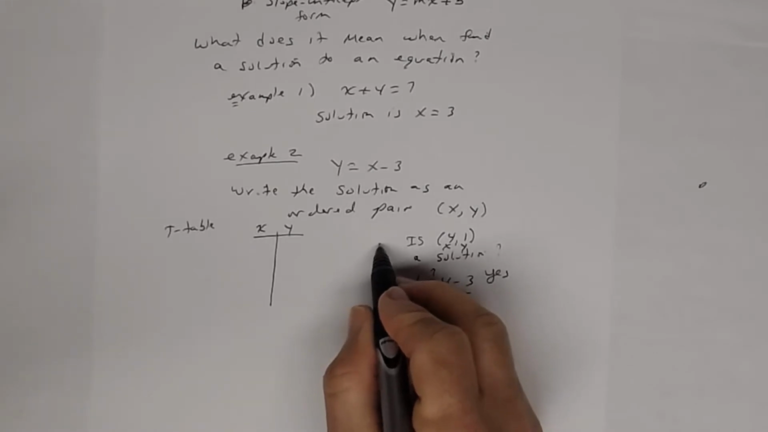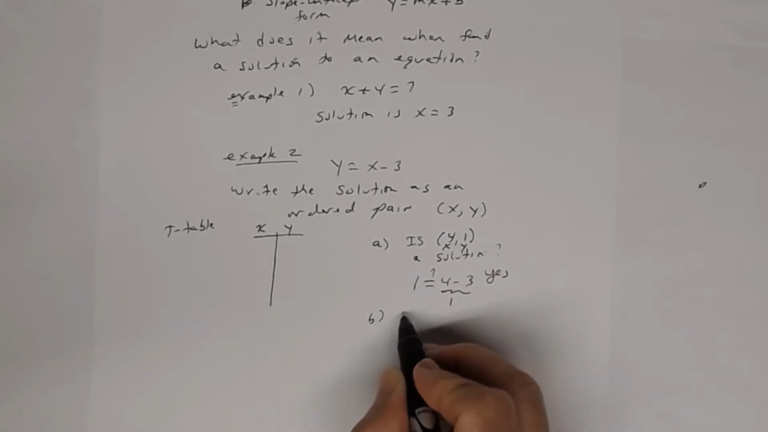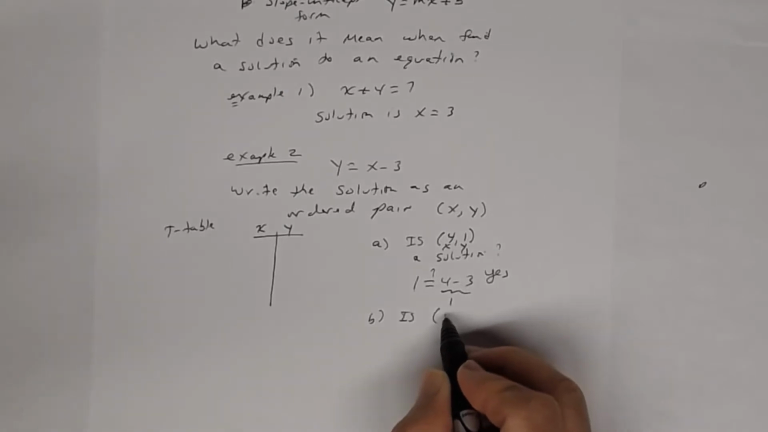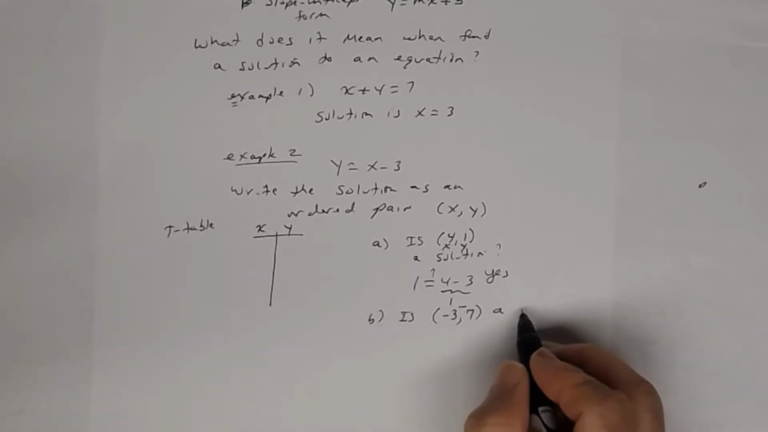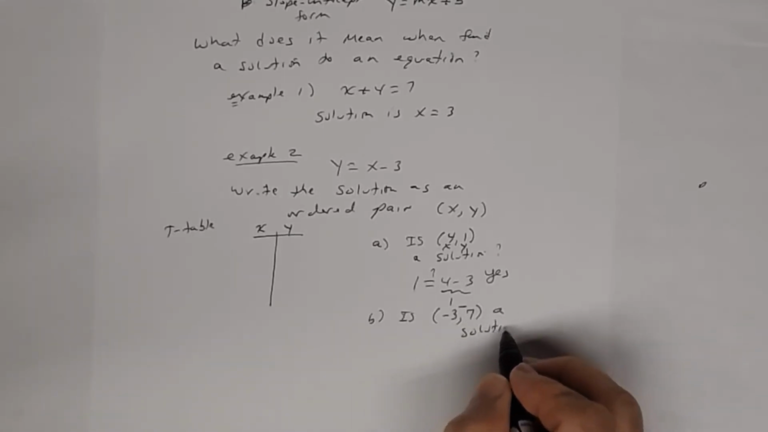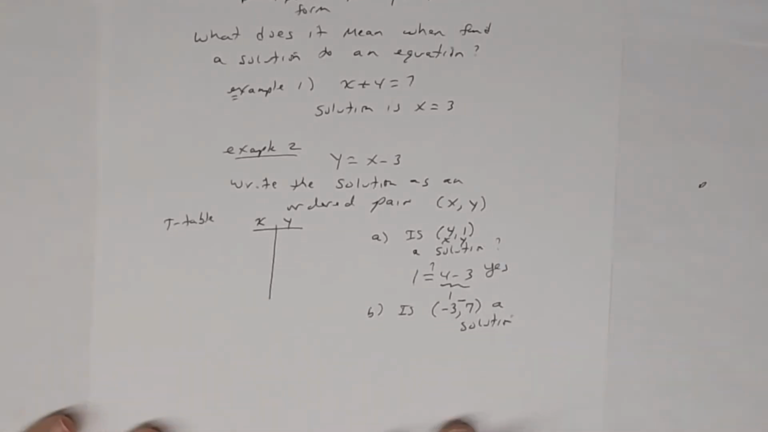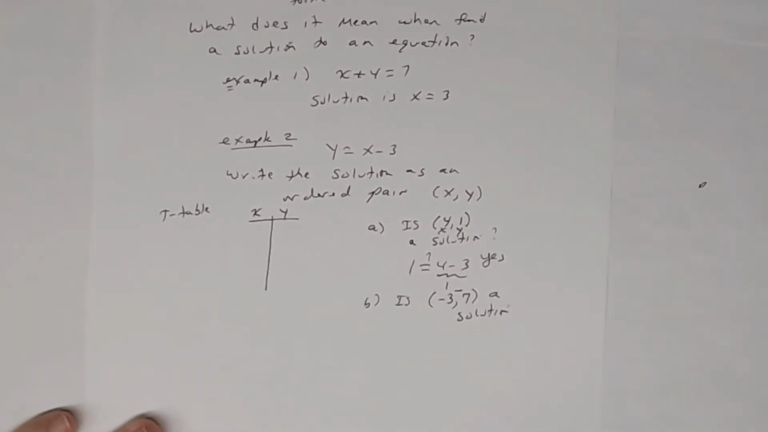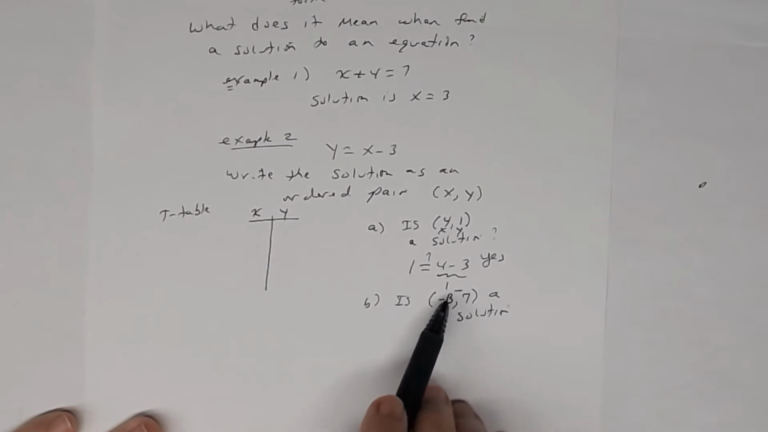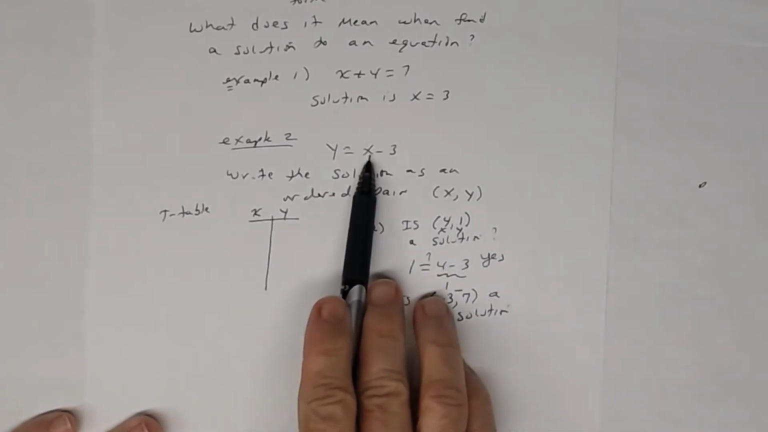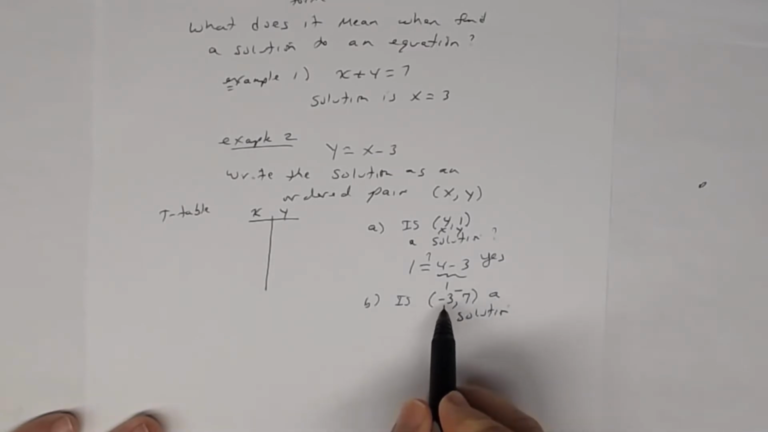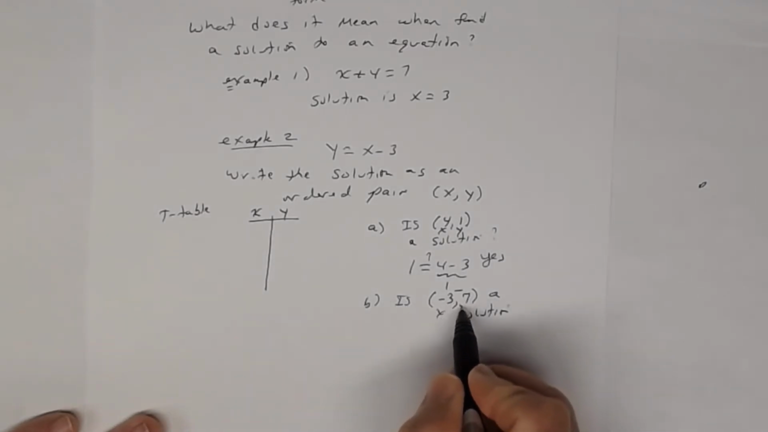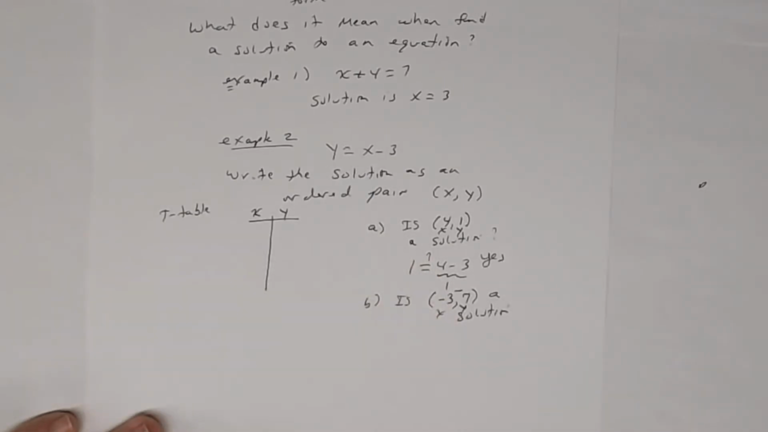What if I asked you this? I'm going to label this as 2a. What if I asked you, is (-3, -7) a solution? Is (-3, -7) a solution? All right, well, how do you determine if this ordered pair is a solution to this equation? Well, all you do is in place of x, you substitute negative 3, and in place of y, you substitute negative 7 and see if those are equal.